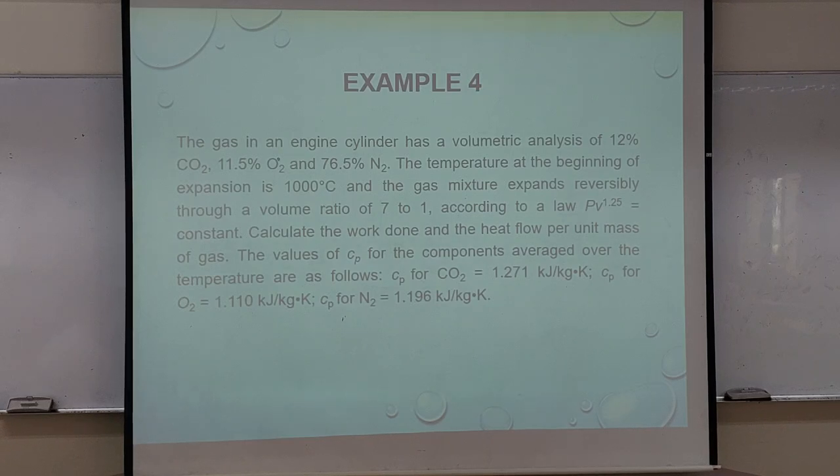So according to a law, PV^1.25 equals a constant. So this one is not exactly the ideal gas equation; you have this mode of the polytropic process. Okay, so calculate the work done and the heat flow per unit mass of gas, and you are given the Cp for each of the components.